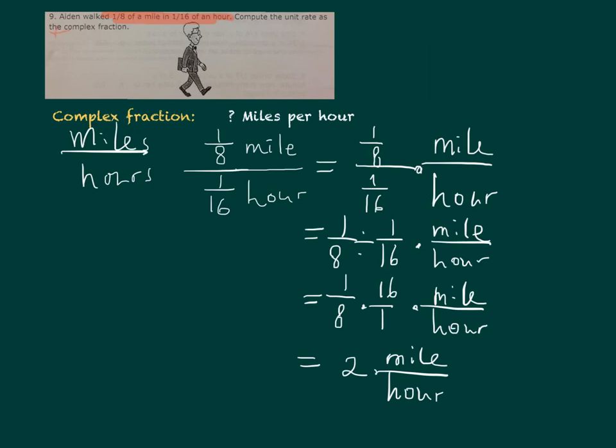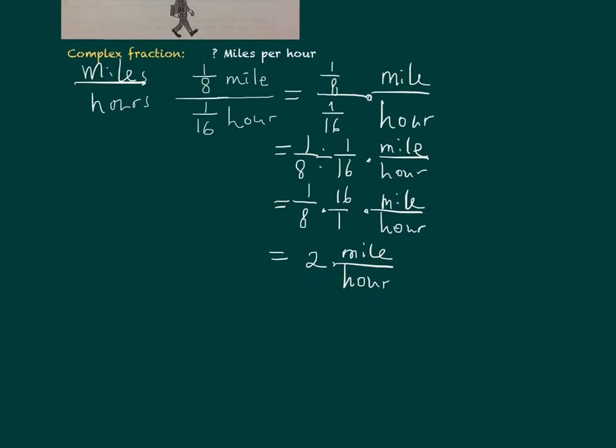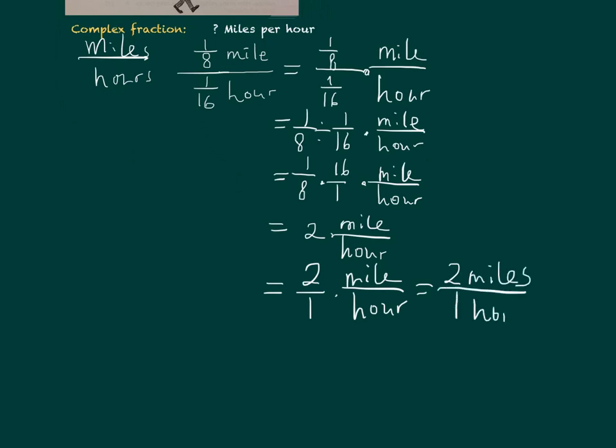Okay, now at this point we seem to have a problem, because how can I further simplify this? Just think about it: you can change 2 into a fraction. So this becomes 2 over 1 times mile over hour. That means you can group them back together. This is 2 miles over 1 hour, which is our unit rate already. Okay, so this is the answer. Therefore, Aiden walked 2 miles per hour.